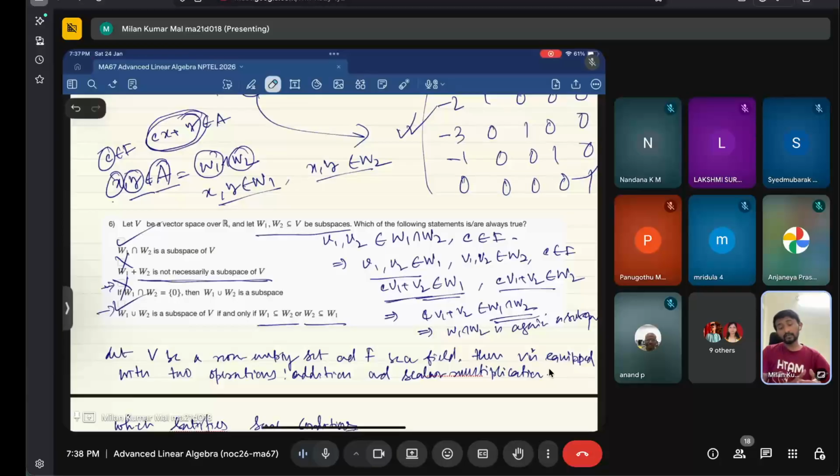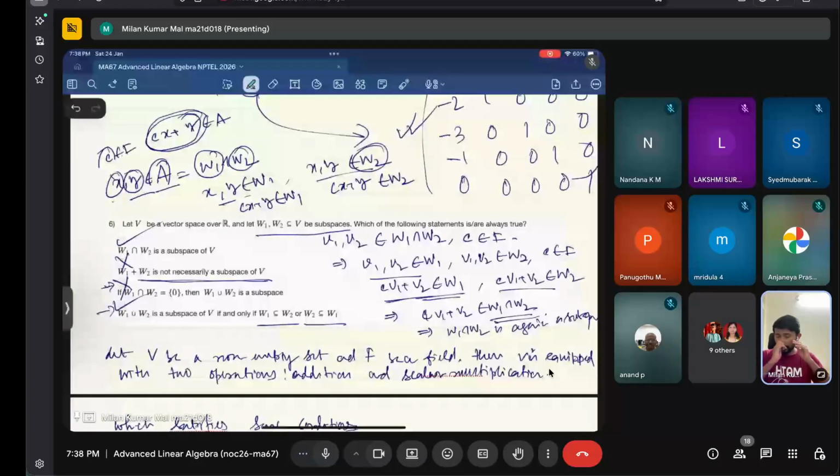Now as x and y are in W1 and x and y are in W2, and c is in the field, we know that W1 is a subspace. So now, as W1 is a subspace, as I have mentioned, cx plus y has to be in W1, because this is its property. And again, cx plus y has to be in W2, because that is the property of W2. Now these two make sure that cx plus y is in W1 intersection W2.